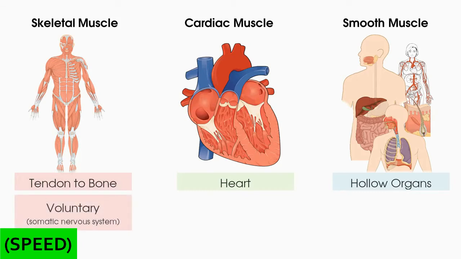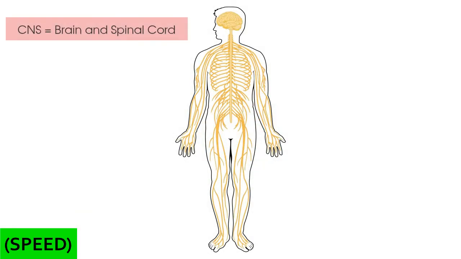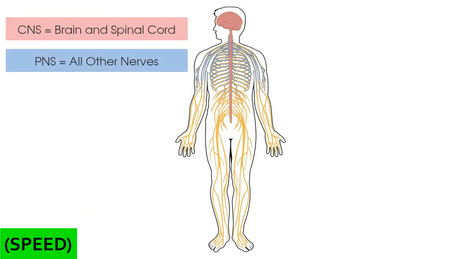Anything which is under voluntary control is supplied by nerves from the somatic nervous system. Somatic comes from the Greek word soma, which means body, and the somatic nervous system is one part of our peripheral nervous system. Just very quickly to clarify, the central nervous system is all the nerves in the brain and spinal cord, and the peripheral nervous system is all the nerves outside of that.